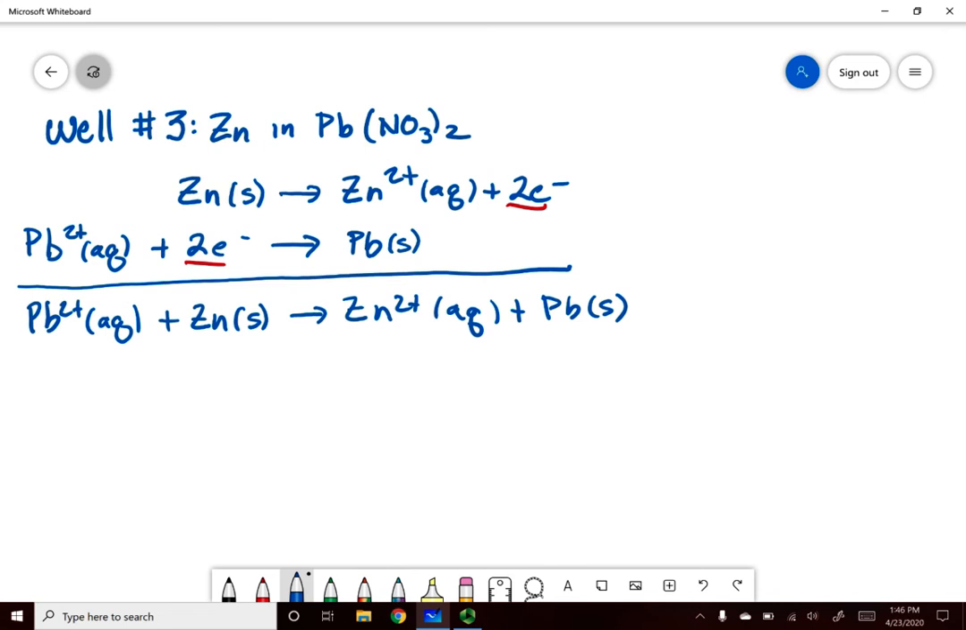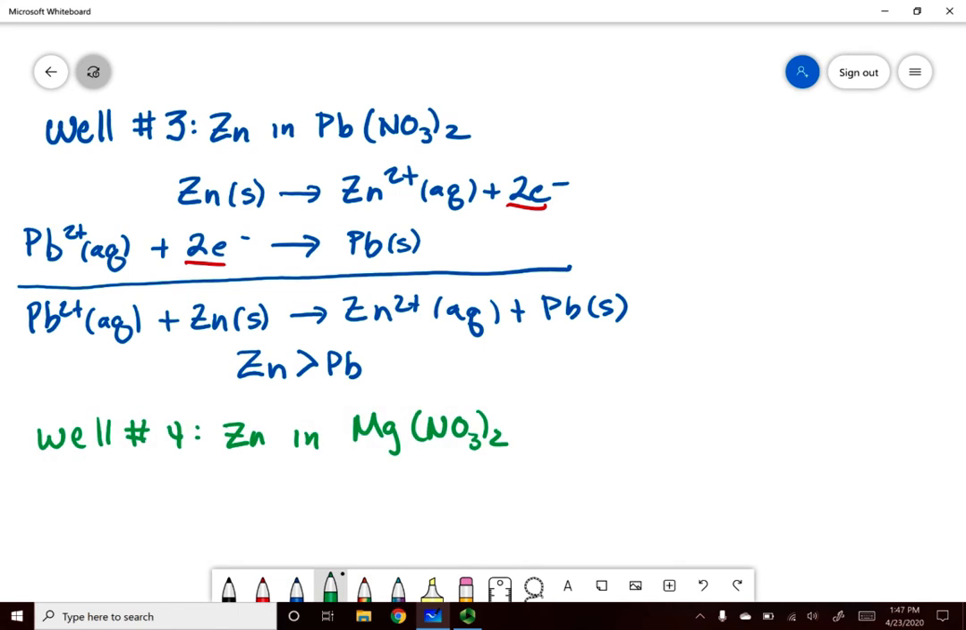Because this reaction took place, you can comment on the activity of the metal. Since the metal placed in solution reacted, we can say that the metal is more active than the metal ion. So in this case, what we can write down is that zinc has a greater activity than lead.